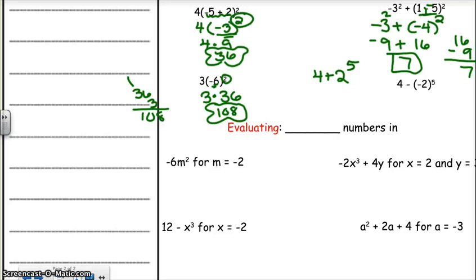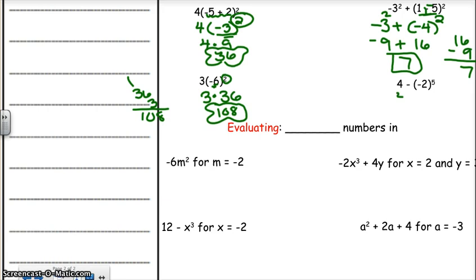Because although it works, because this is an odd number so it is going to stay negative, if this was an even number, the answer would not be a negative. So we've got to be careful for things like that. You always got to follow PEMDAS.